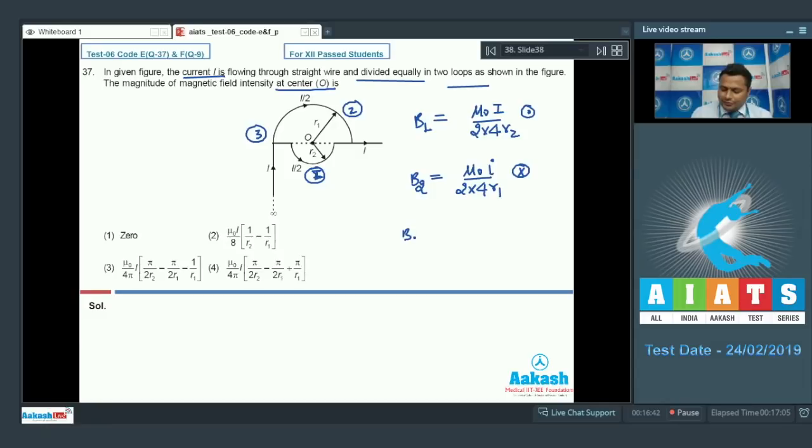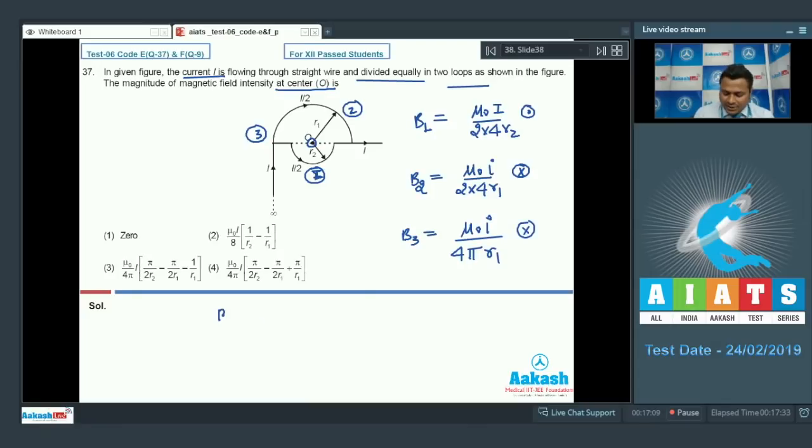Now B3, the magnetic field due to the third wire. The third wire is an infinitely long straight current carrying wire, and we have to calculate the magnetic field at one of its ends. We have the formula mu naught I upon 4 pi R. So putting mu naught, total current I upon 4 pi, the distance between point O and the wire is R1, which is again inward into the plane of the paper.